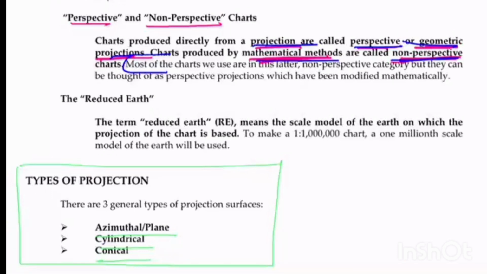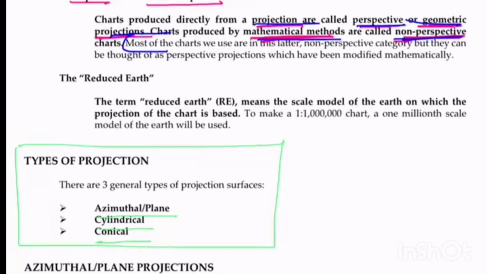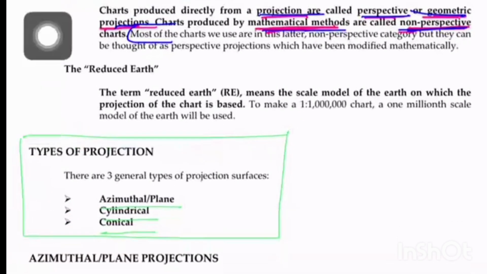Azimuthal or plane projection. Reduced Earth means the whole Earth is taken and made into a small size as a representation, a scale model. You see those small globes kept in the showrooms or on the table? Those are called reduced Earth. Continue. Azimuthal or plane projections. An azimuthal projection is produced by placing a flat sheet of paper against a point on the Earth.